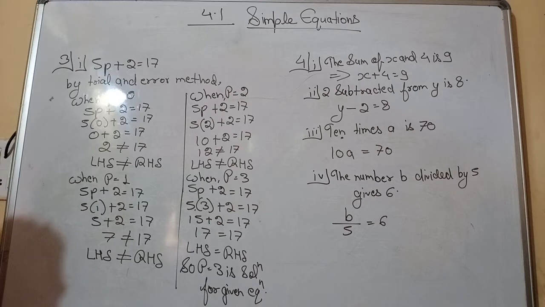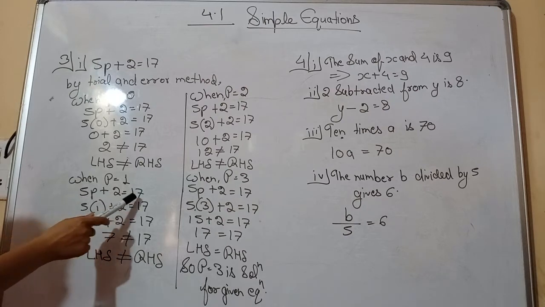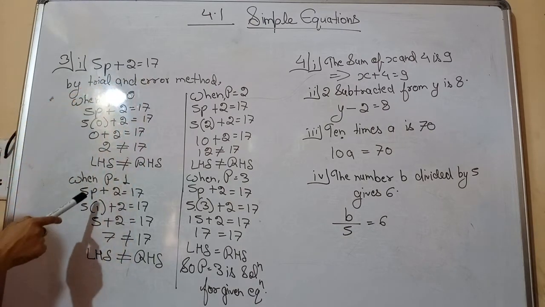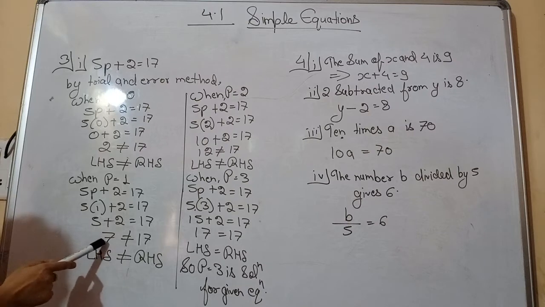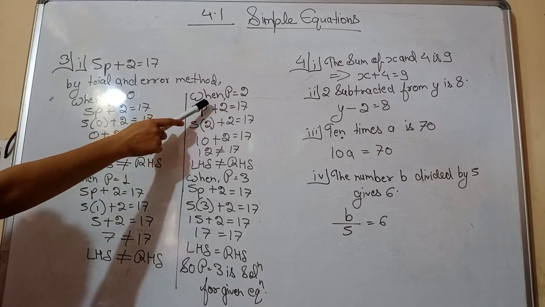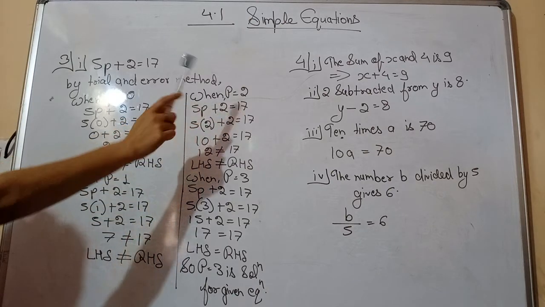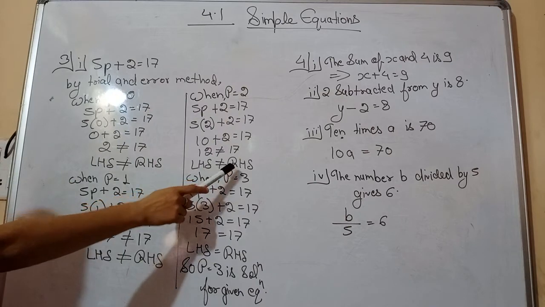Now, by placing p equals 1, I have told you we have to put counting numbers starting from 0, 1, 2, 3. Including 0 we have to put counting numbers. So 5p plus 2 equal to 17. This is our equation. Again in place of p we place 1. After solving this we get 7, which is not equal to 17. Again LHS is not equal to RHS. We do the same thing with number 2, placing p equals 2. Again LHS is not equal to RHS.